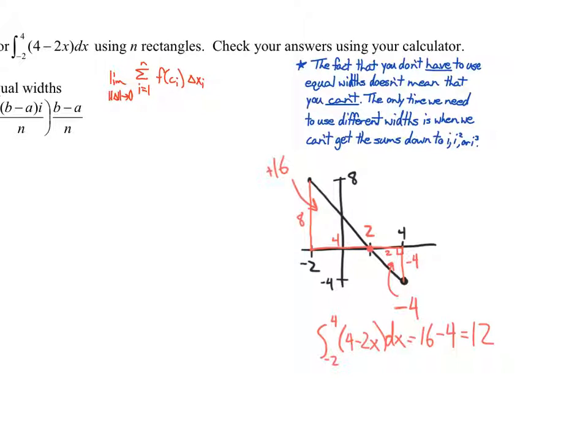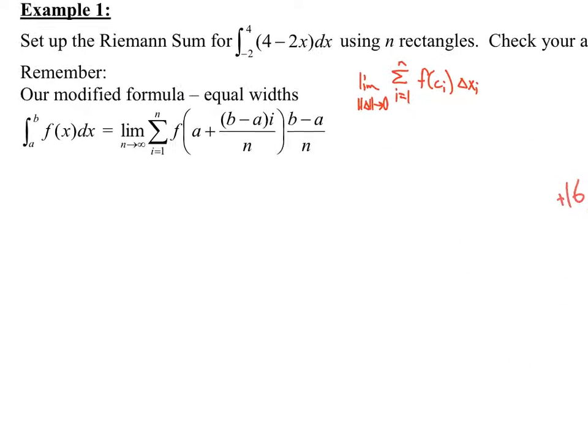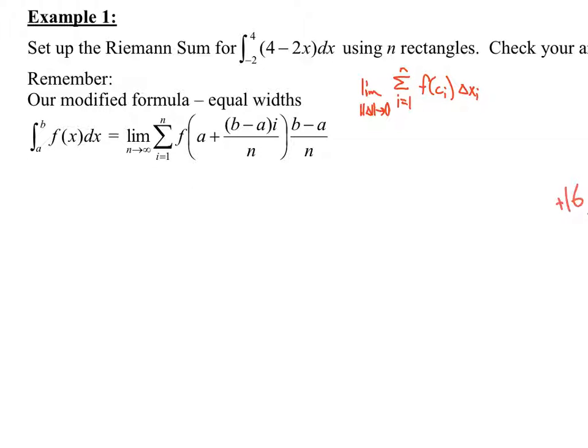But that is the answer we should end up getting. Let's go ahead and practice our process, using the Riemann sum with equal widths. So the b minus a over n: what's b and a? A is -2, and b is 4. So 4 minus -2 over n, we've got 6 over n.